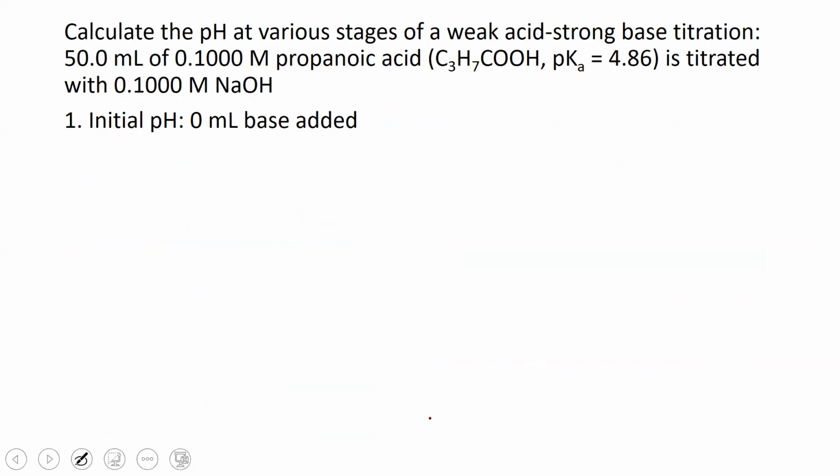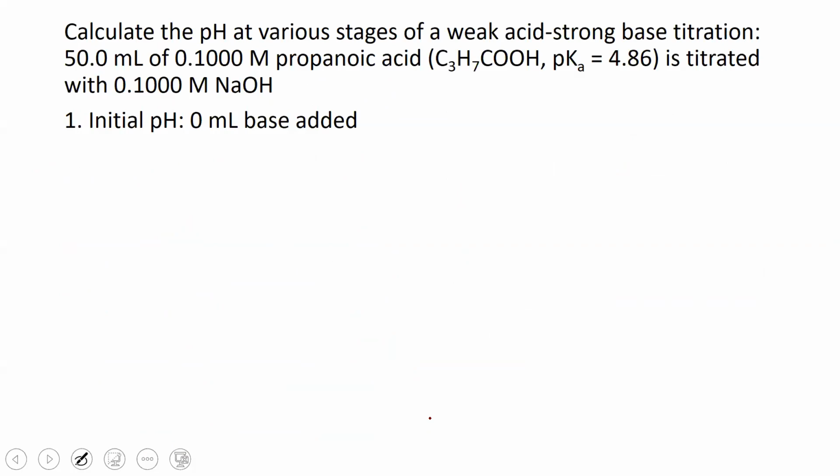So initially, if we look at the pH of a solution of propanoic acid, and we have 50 milliliters of that solution, and it's 0.1 molar. Before we add any base, essentially all we have is the solution of propanoic acid with that 0.1 molar concentration. So we don't really care about the volume initially, because what we have here is just a weak acid solution.